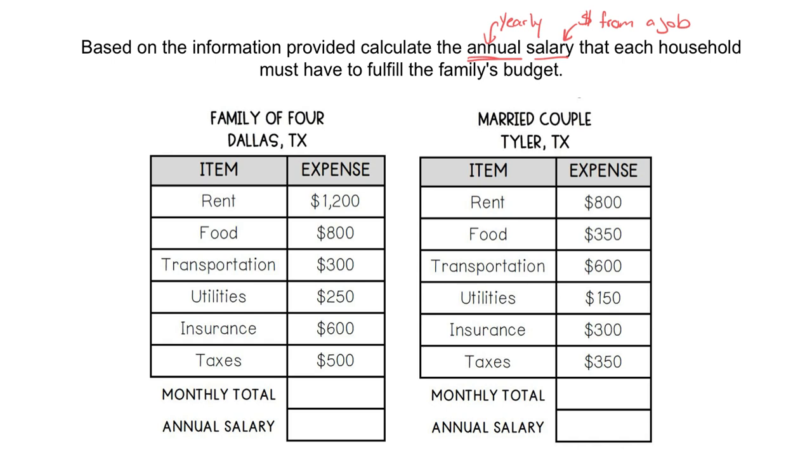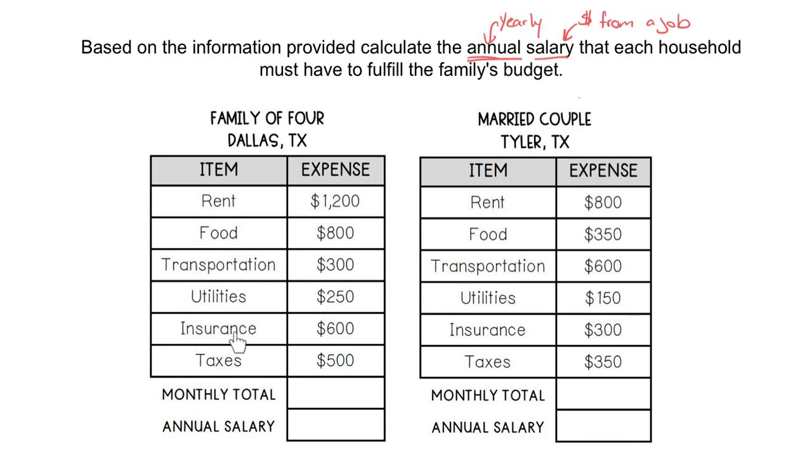So, if I have a family of 4 living in Dallas, their rent is $1,200 a month. Their food costs, they spend $800 for groceries. Transportation is $300. Maybe that's bus passes, maybe that's their car payment. They just call it transportation costs because they do need to get to work. Utilities means all of the bills combined for the house. This would be your water bill, your electric bill. Those are all considered utilities for $250.